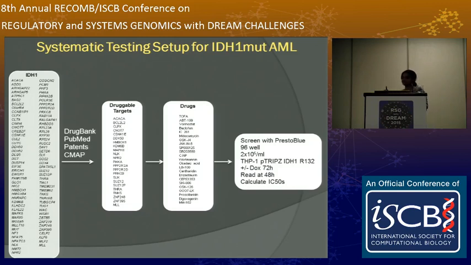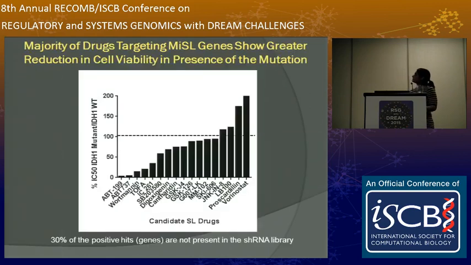And then we did MTS assays where we treated both the mutant and the wild type for about 48 hours with the drug, and you calculate IC50s. This picture here is a summary plot of what we saw. The x-axis is the drugs, and the y-axis is the percentage ratio of the IC50s for the mutant versus the wild type. If you have a value of 100, it means there's no difference between the mutant and the wild type, so no synthetic lethality.